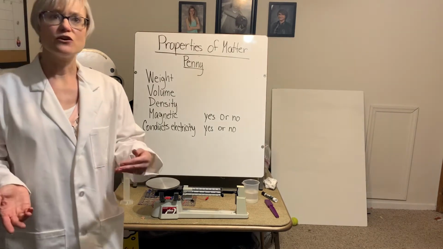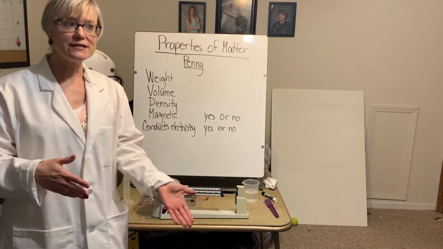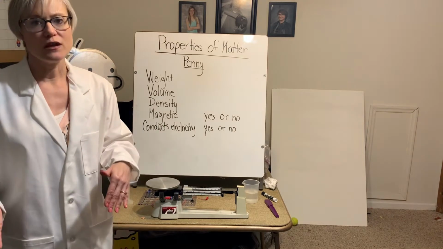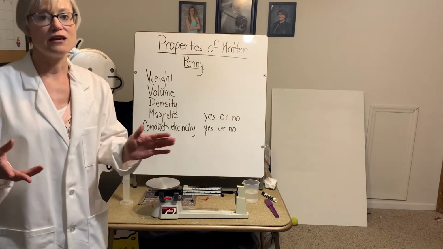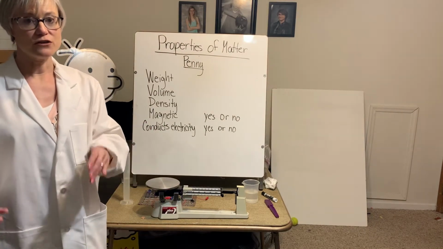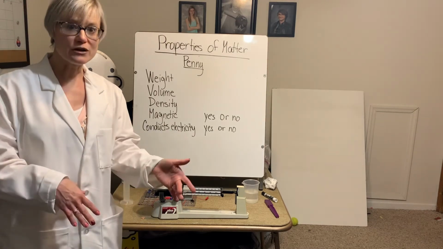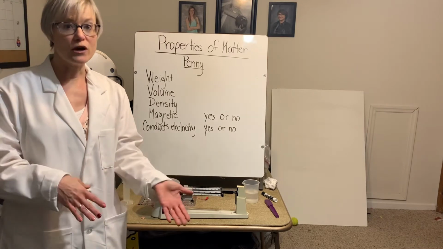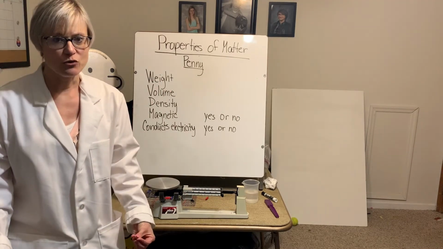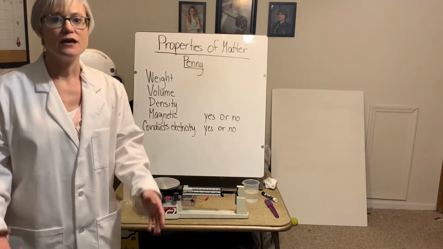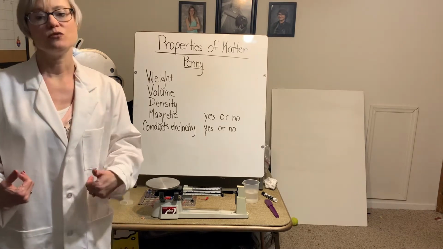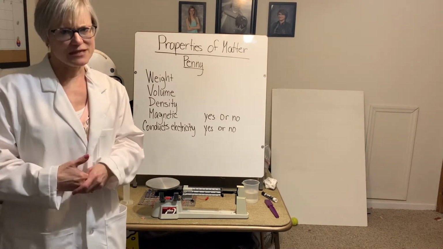All right, so like weight, if I were on the moon, I would weigh less than I weigh here on Earth, but my mass would still be the same. Now, if I went to Jupiter, I would weigh a whole lot more because there's more gravitational pull pulling on me. However, my mass would still be the same. So I hope that makes sense to you.